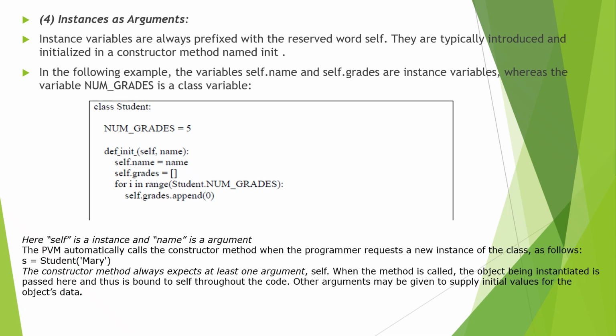Next, after the next line, you can see a for loop. Here each iteration appends a 0 to self.grades, initializing a list of 5 grades set to 0.